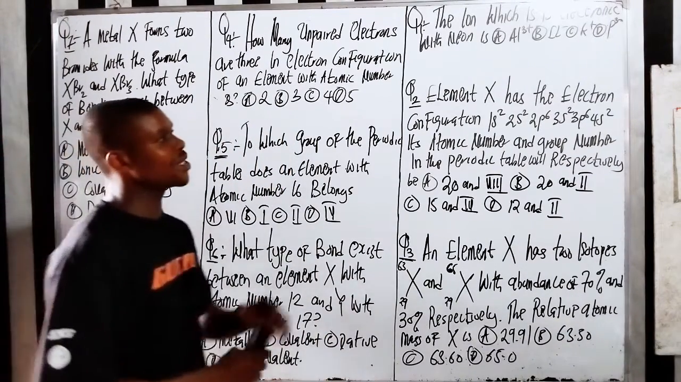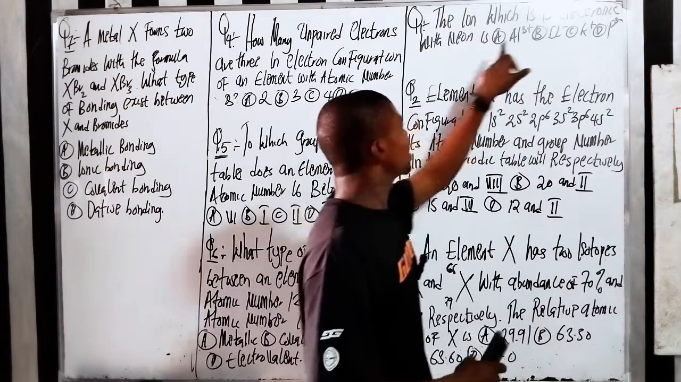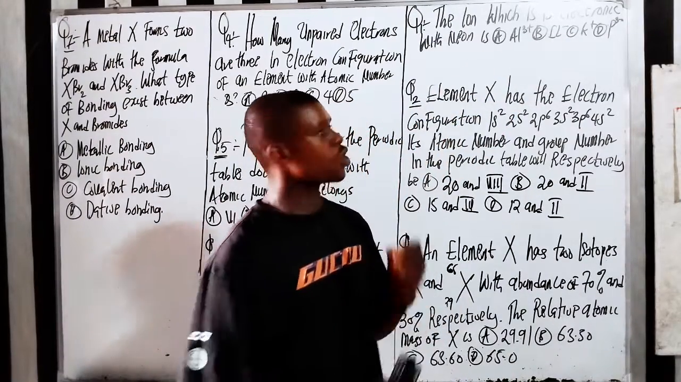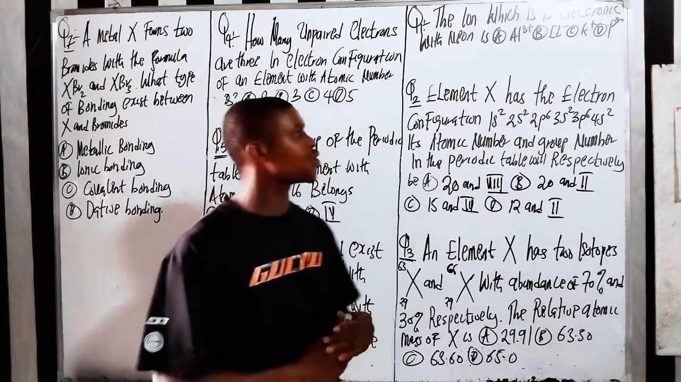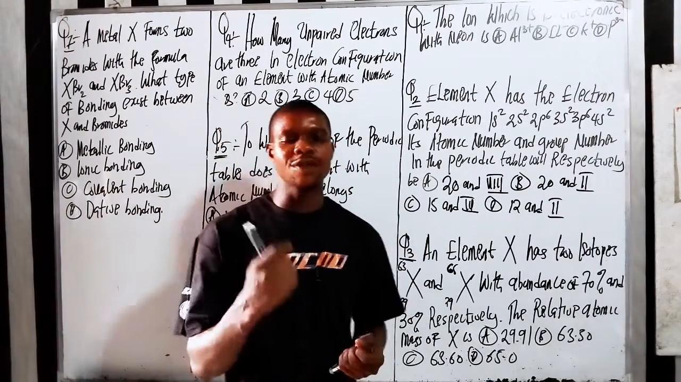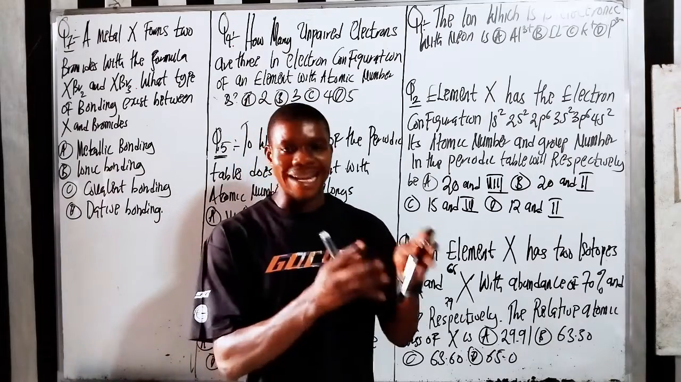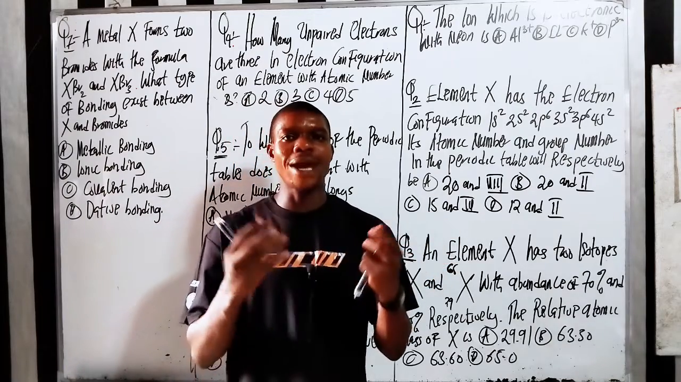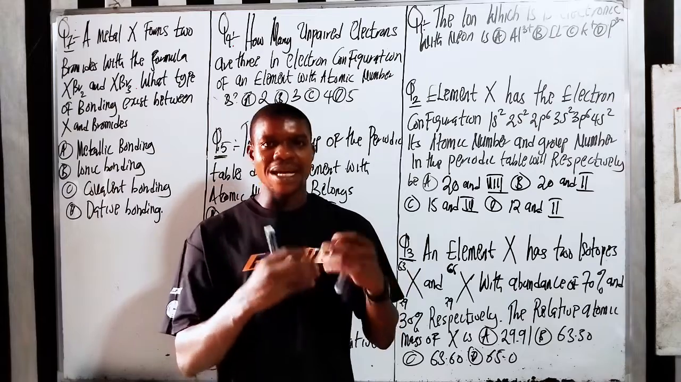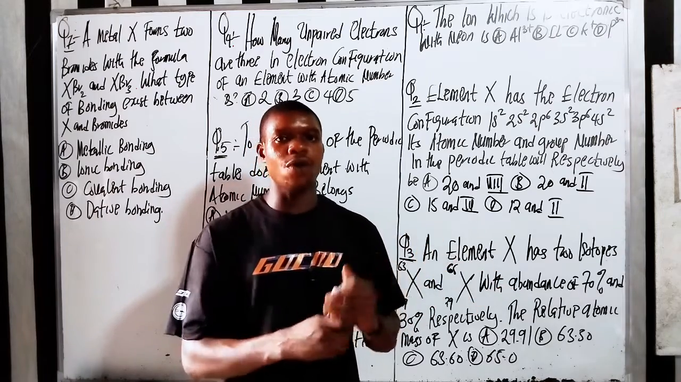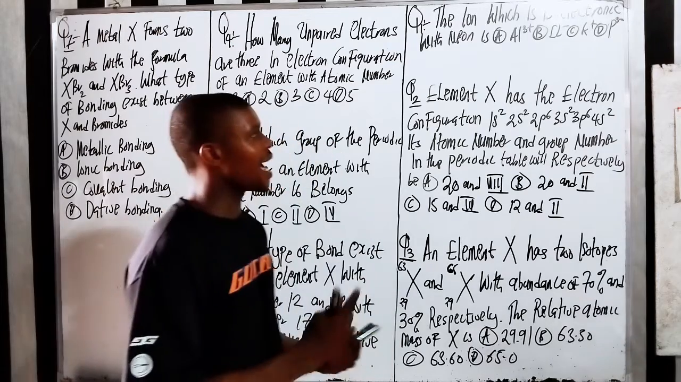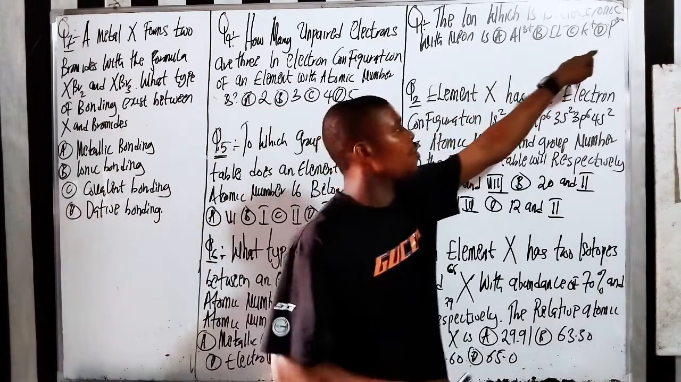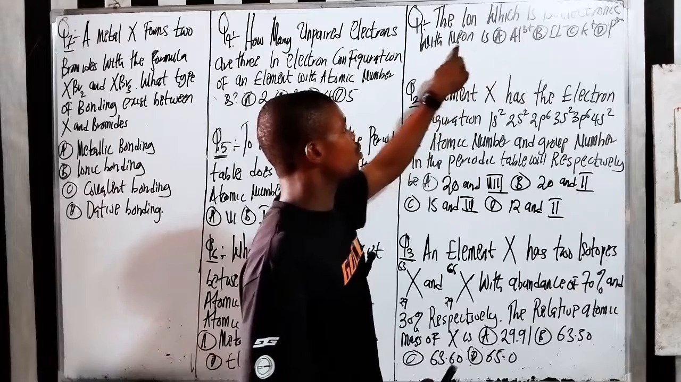The ion which is isoelectronic with neon is... So what do you understand by the word isoelectronic? Isoelectronic means they have the same electronic configuration. When two ions or elements have the same electronic configuration, they are called isoelectronic species. Here they're asking you which of these ions are isoelectronic to neon.